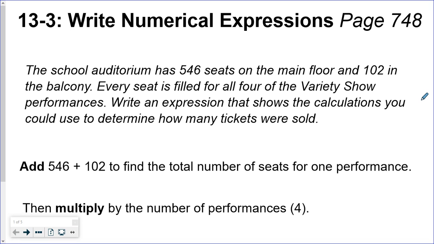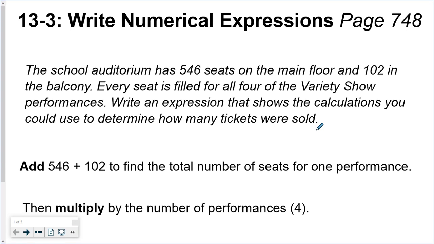So if you look at page 748, you'll see that there's a word problem. I have it typed right here on the screen. It says, the school auditorium has 546 seats, and those seats are on the main floor. And there's also 102 seats in the balcony, okay? Every seat was filled for all 4 of the variety show performances. So now they're asking us to write an expression that shows the calculations you could use to determine how many tickets are actually going to be sold.